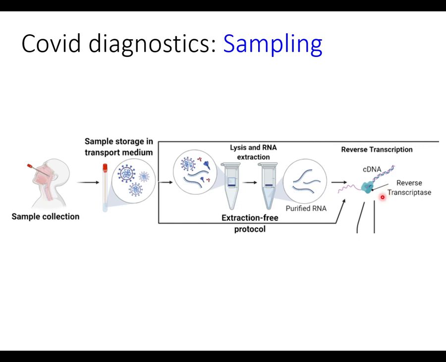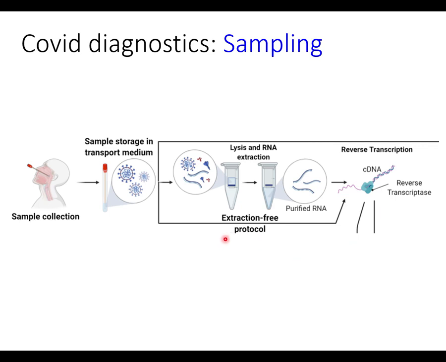Most of these downstream reaction processes involve the generation of cDNA, a complementary DNA copy to the purified RNA using the enzyme reverse transcriptase. This is necessary because most of the downstream detection techniques are DNA based, not RNA based. So we have to convert the purified RNA from our virus into a DNA copy, complementary DNA, using reverse transcriptase before we can do any sort of detection.